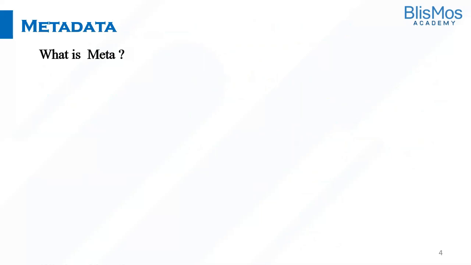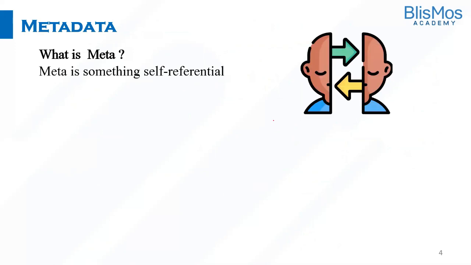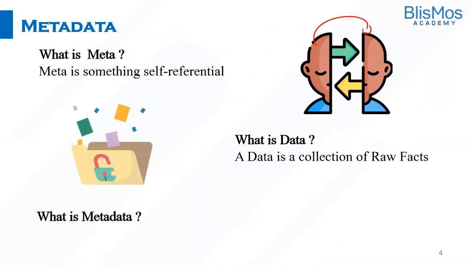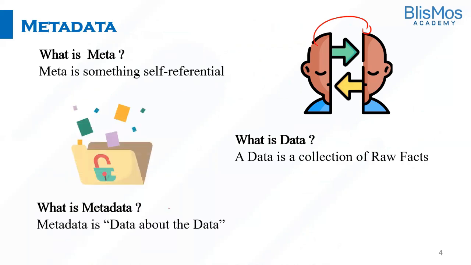To understand that, let us understand what is meta. Meta is something self-referential. Isn't it awesome? So you are referring to one. Meta is something self-referential. What is data? Data is a collection of raw facts. Now then, what is metadata? Metadata is data about the data.